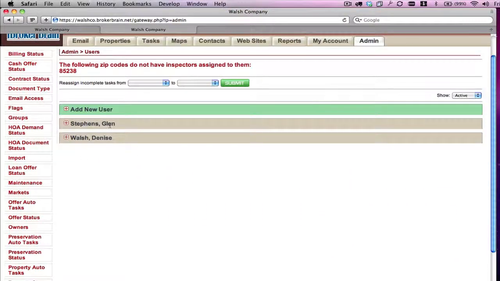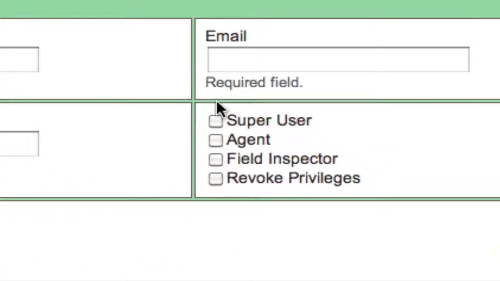administrative tab and explain what the super user checkbox will do for a given user. The only person in the system that has the ability to specify a user as a super user is the person who signed up for the Broker Brain account. Regardless of administrative privileges, no other user will be able to define super users within the system. So this is reserved to the first person who signed up for the Broker Brain account.